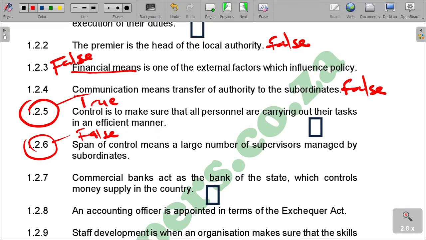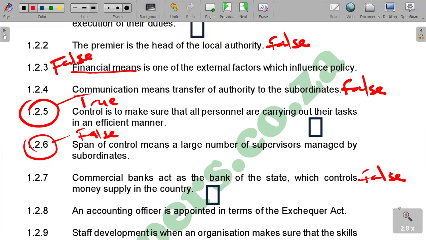Number 7, commercial banks. Commercial banks act as the bank of the state, which controls the money supply in the country. The money supply in the country, we are saying it is controlled by the Reserve Bank, not commercial banks. So it is false.